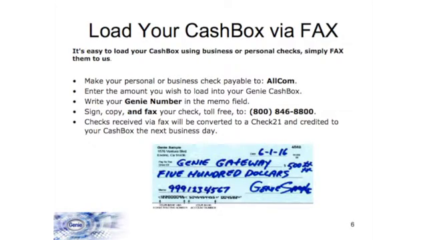It's easy to load your cash box using business or personal checks. Simply fax them to us. Make your business or personal check payable to Allcom. Enter the amount you wish to load into your Genie cash box. Write your Genie number in the memo field. Sign, copy, and fax your check toll-free to 800-846-8800. Checks received via fax will be converted to a Check 21 and credited to your cash box the next business day.